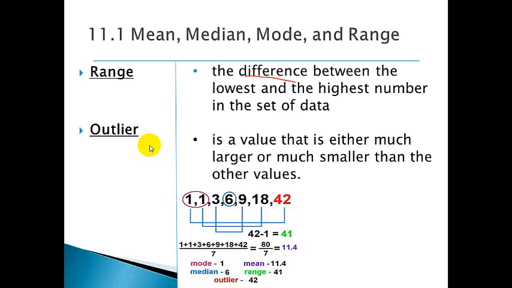And I like to think about him as the outlaw. And the outlaw, like in the Western movies, they were the ones that were kind of doing their own thing. So it's the value that is either much larger or much smaller than the other values. So you could have a low outlier, and that kind of throws people off sometimes. And that's going to affect mainly your mean. If you have a high outlier, it raises the mean. And if you have a low outlier, it lowers the mean.